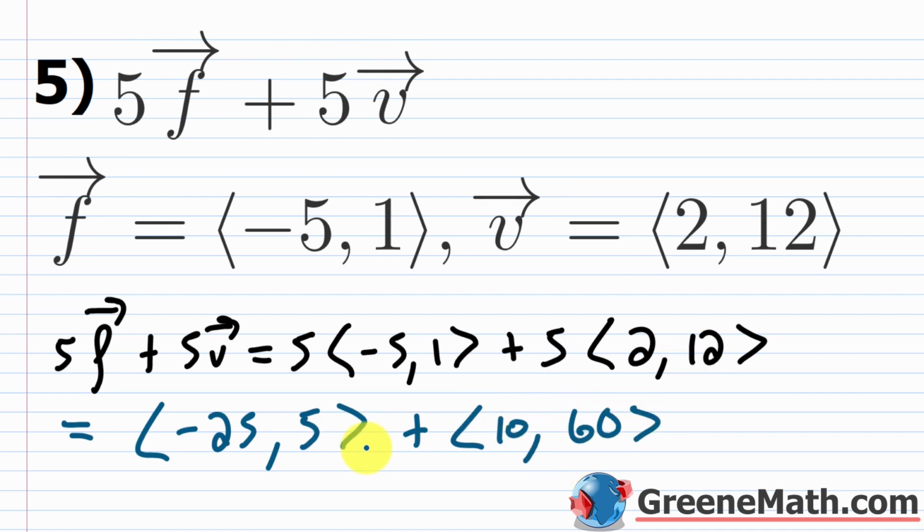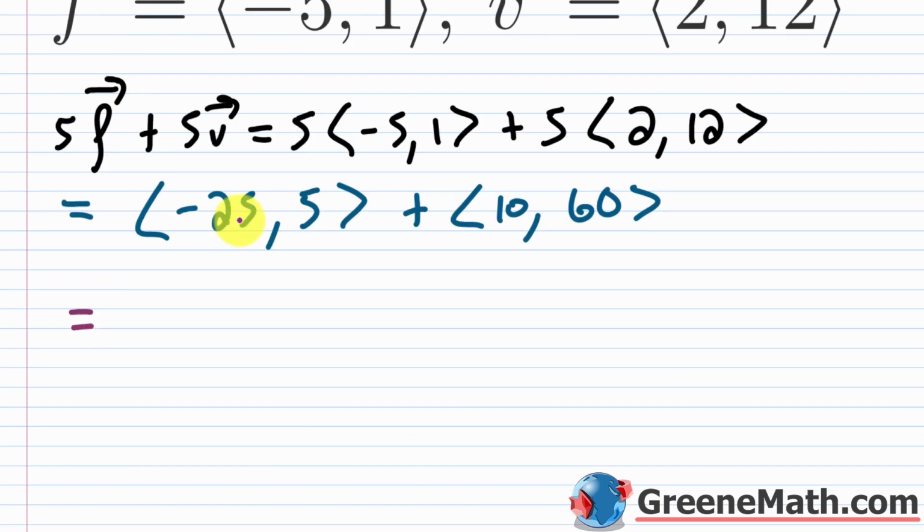Okay, so we got this far. Now what do we do? Well, if we're trying to add these two vectors together, basically you add the horizontal components. So -25 plus 10, that's going to be -15. Then you add your vertical components. So 5 plus 60, that's going to be 65. So the resultant vector, if you want to say it that way, we're going to have this in component form where the horizontal component is -15 and the vertical component is 65.